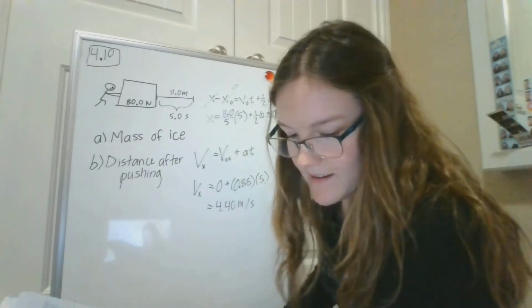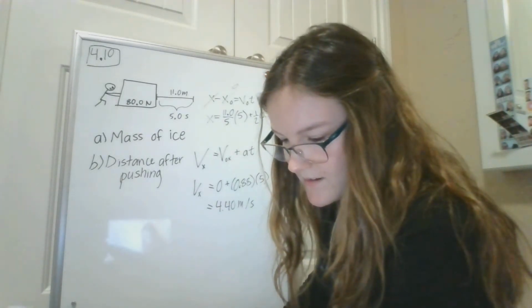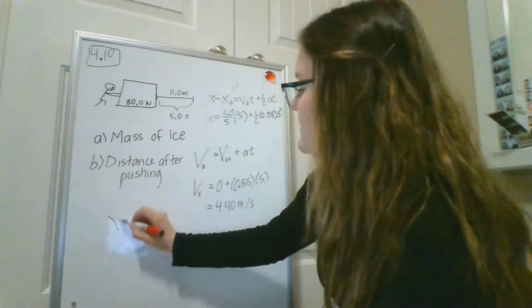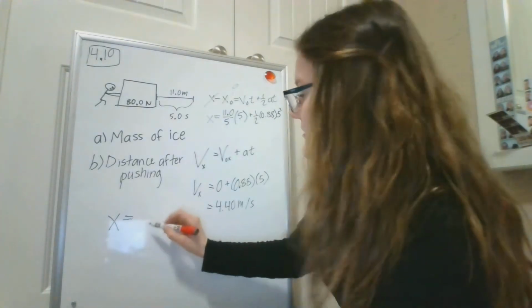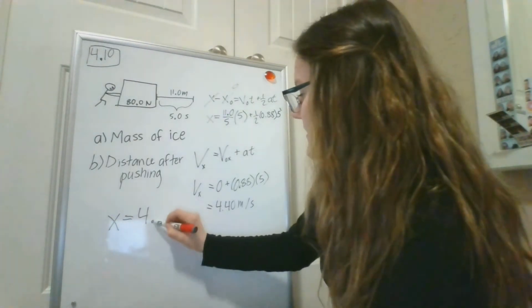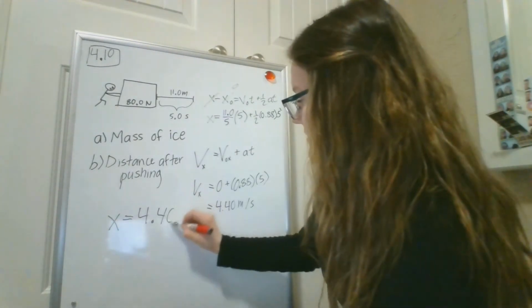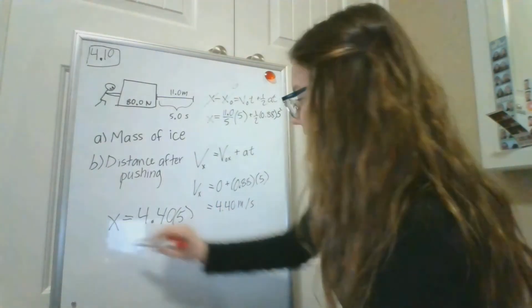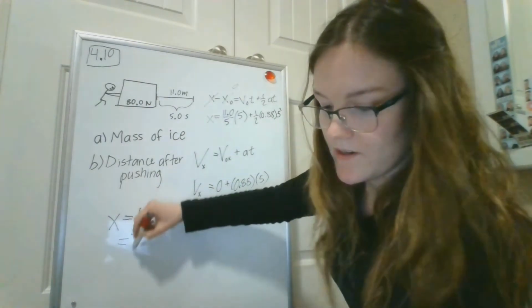And then for our x, we say x is equal to the velocity that it travels times the time, which is 5. And that's equal to 22 meters.